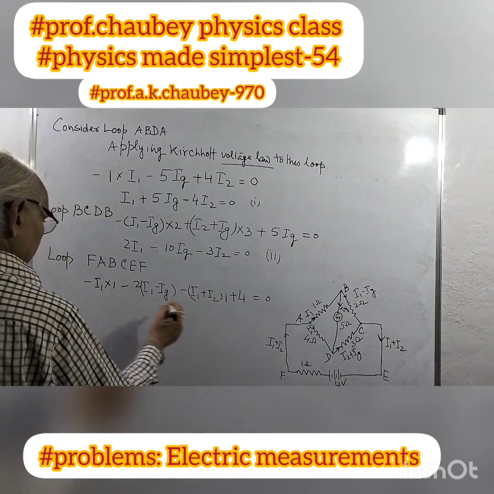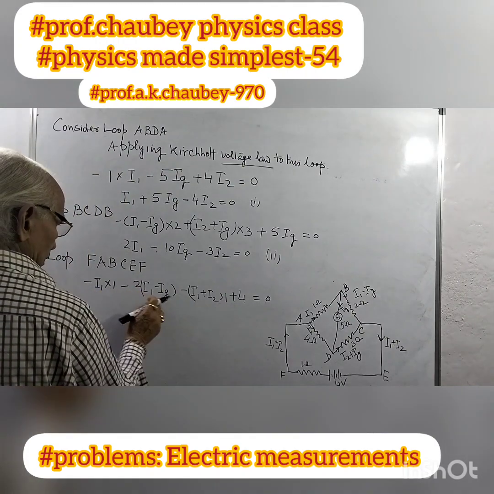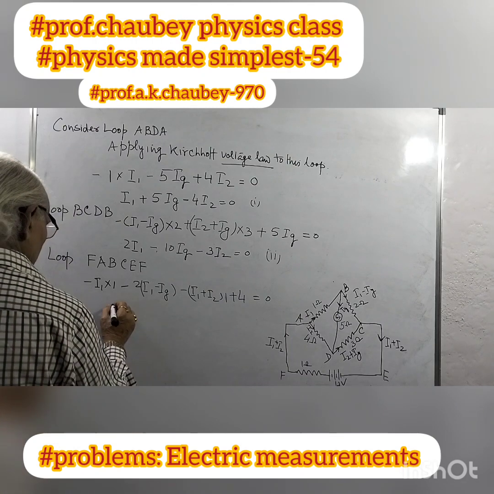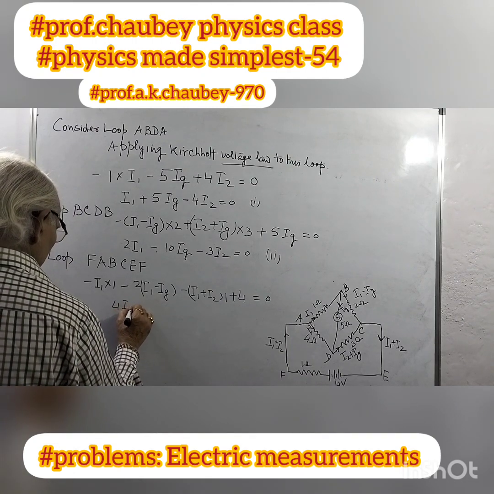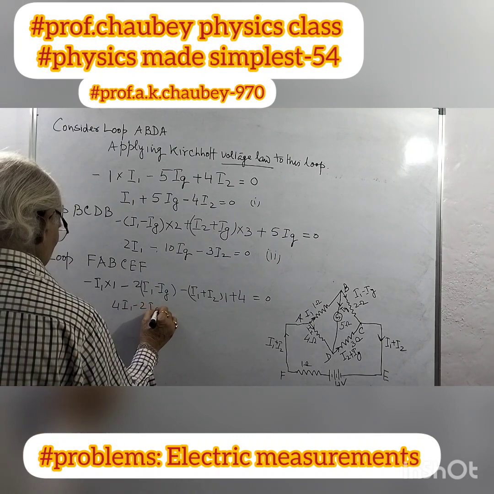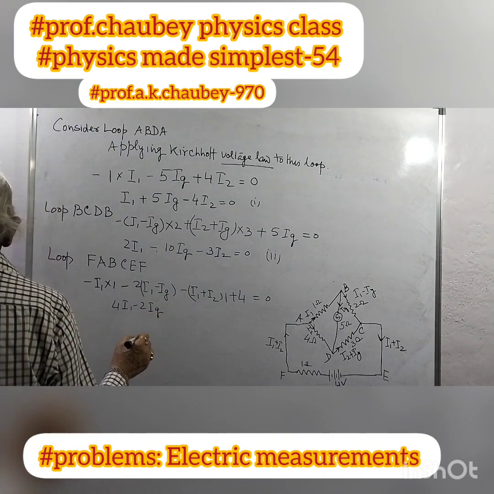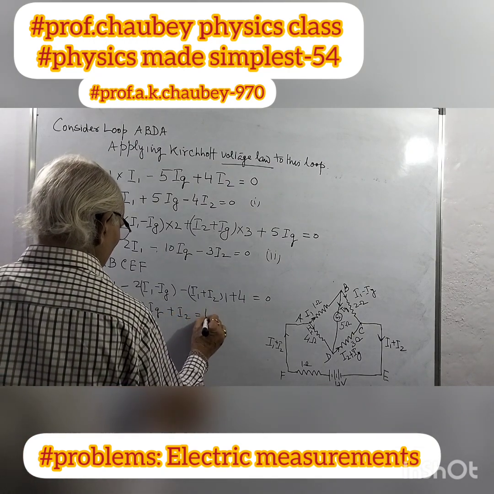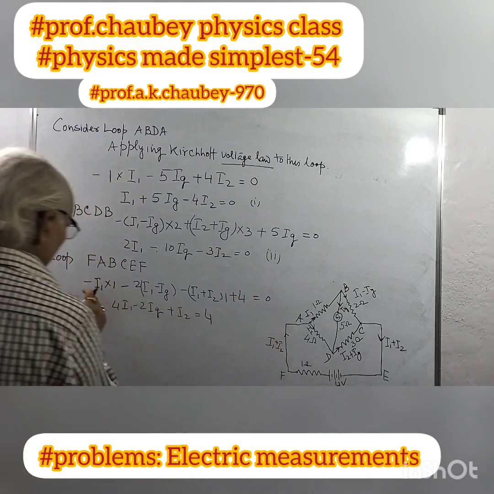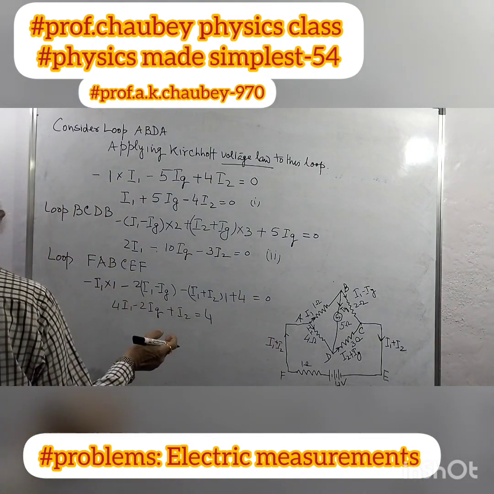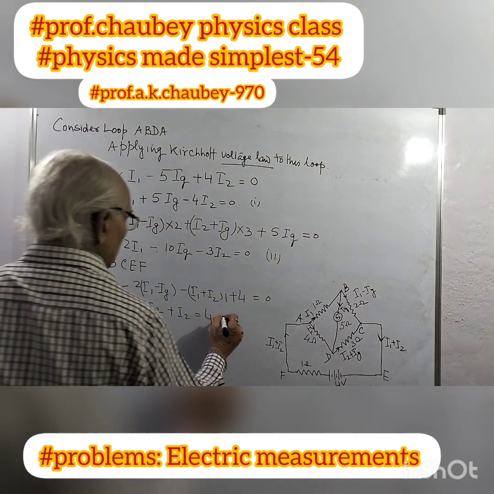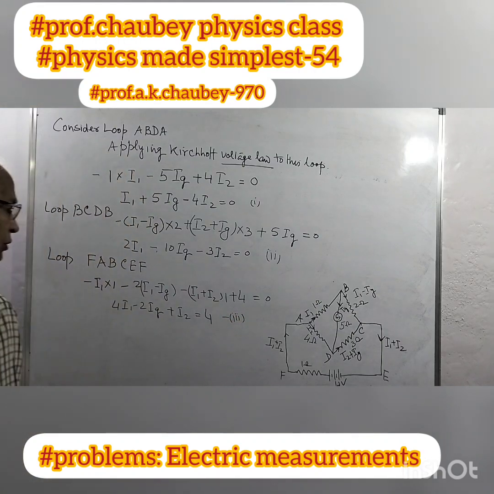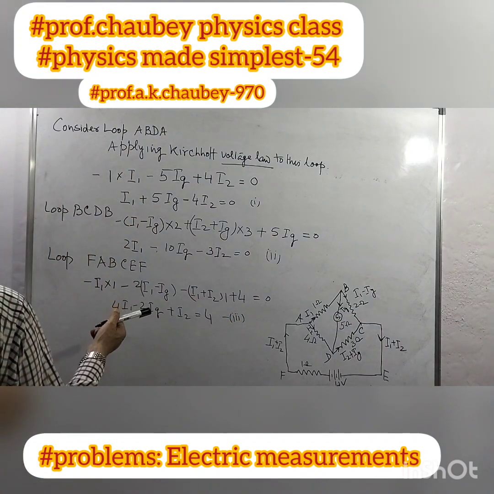We can write this simply. We can see I1 here, take I1, and we can write the equation 4I1 minus 2Ig plus I2 equal to 4. I transfer this 4 and multiply by minus also. Now this is equation number 3. So solving with Kirchhoff's law, I have these 3 voltage law equations.